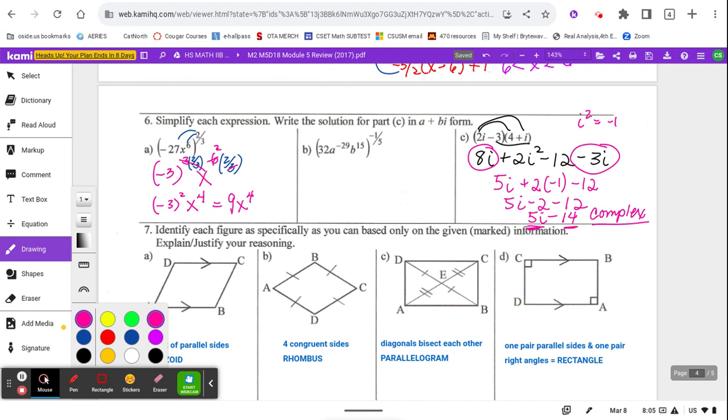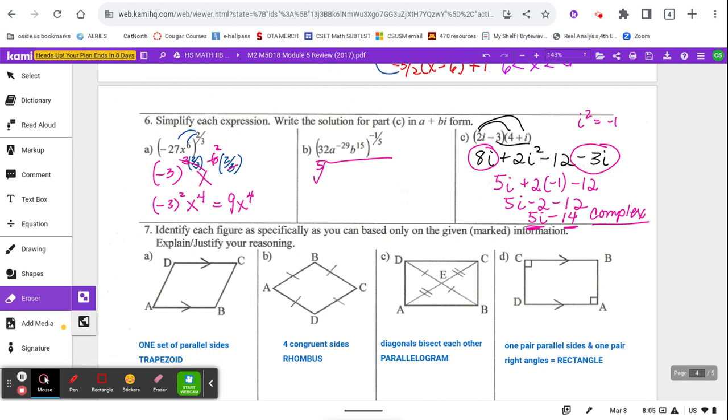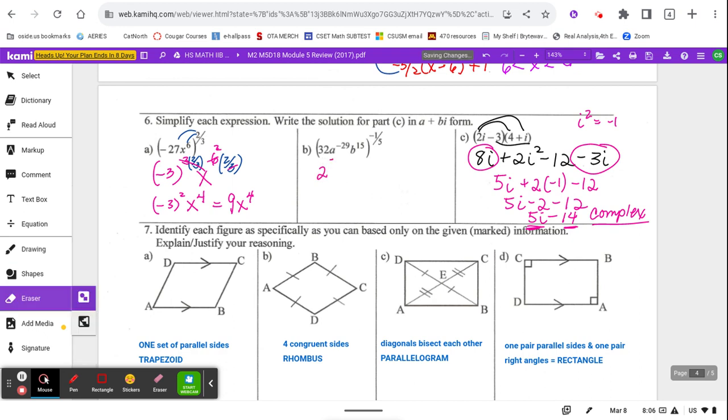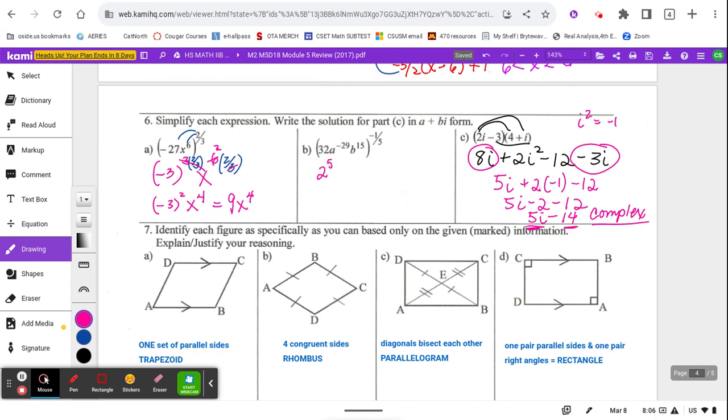How'd you do? Now this next one, I want to remind you about doing fifth root. Anything that's to the power of something can be converted to a fifth root. So if that seems easier for you to do, feel free to do it that way. 32 could be rewritten as 2 to the 5th. a to the negative 29th, we're just going to leave alone for a second. b to the 15th, we're just going to leave alone for a second. Then we're going to apply this negative 1/5 power to everything.